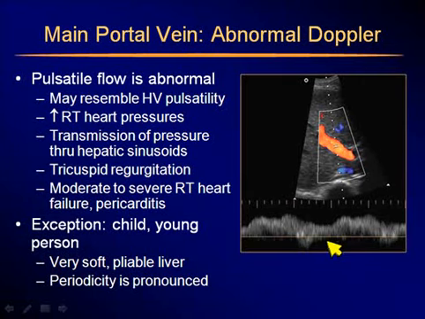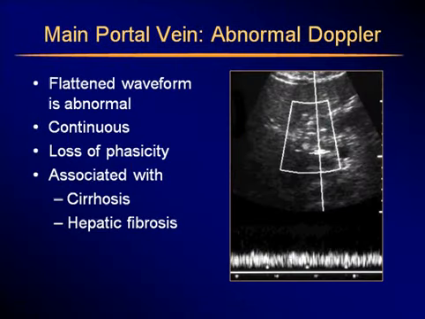The exception would be in the young child, where the liver is so soft and pliable that it can actually transmit cardiac pulsations and central venous pulsations from the heart.